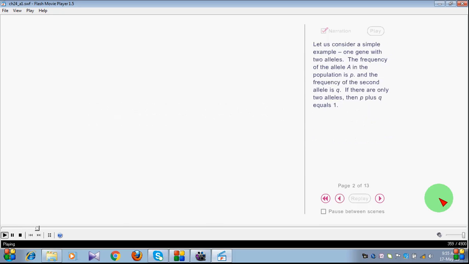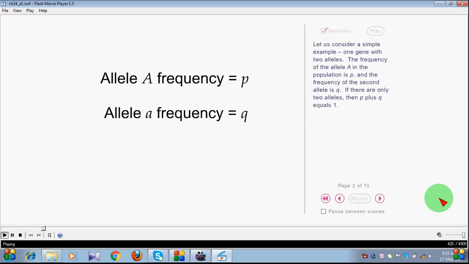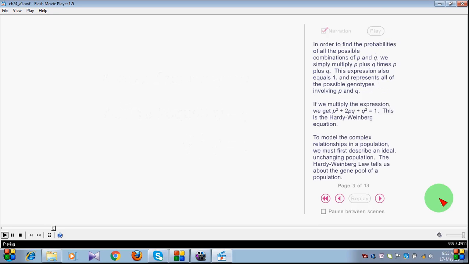The frequency of the allele big A in the population is P, and the frequency of the second allele is Q. If there are only two alleles, then P plus Q equals 1. In order to find the probabilities of all the possible combinations of P and Q, we simply multiply P plus Q times P plus Q. This expression also equals 1 and represents all of the possible genotypes involving P and Q. If we multiply the expression, we get P squared plus 2PQ plus Q squared equals 1. This is the Hardy-Weinberg equation.